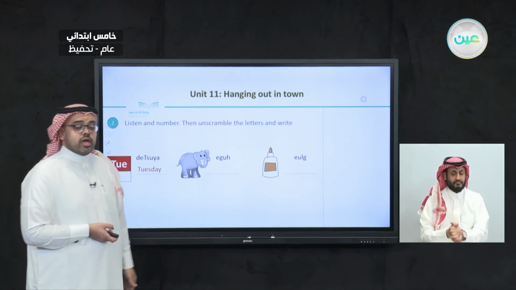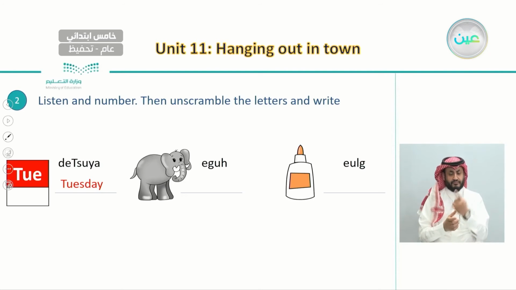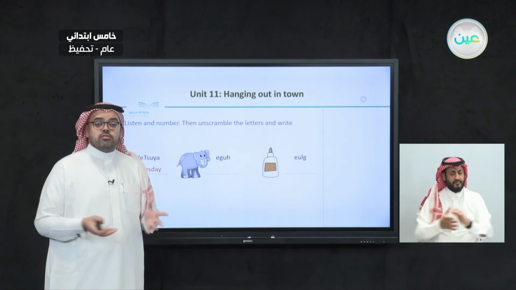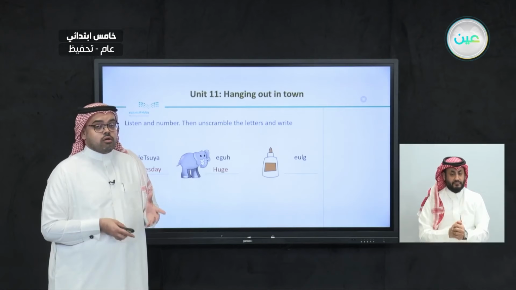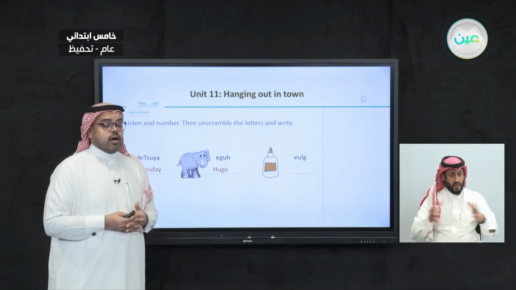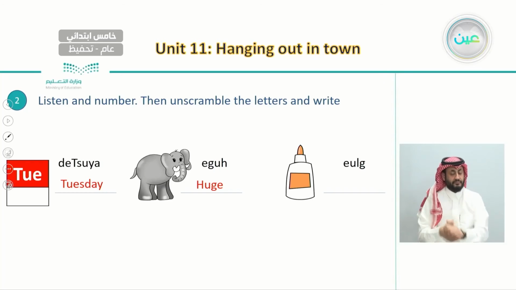And let's have a look at the second picture. Have a look at this elephant. How can we describe this elephant? Well, elephants are huge. Elephants are huge. And how can we write huge? Like this. Elephants are big and are huge, very big.